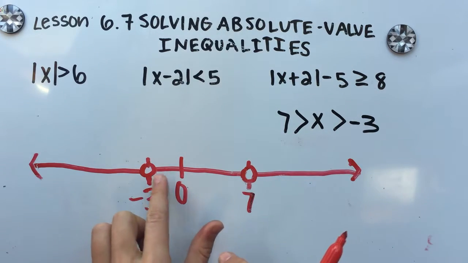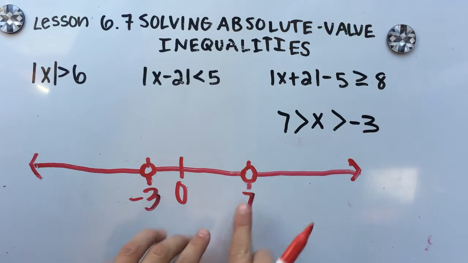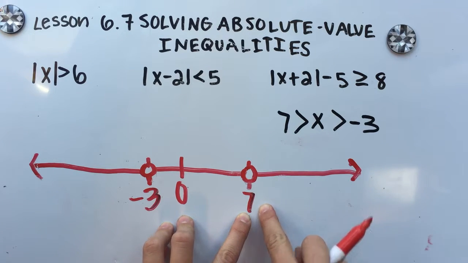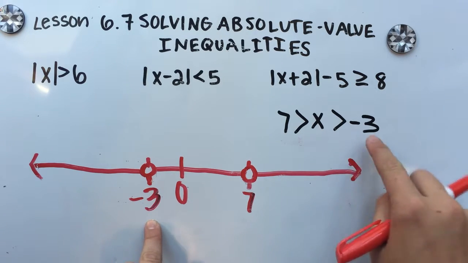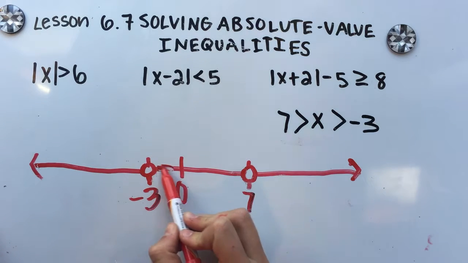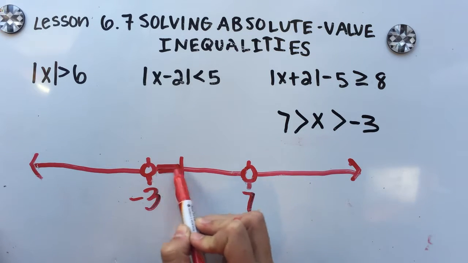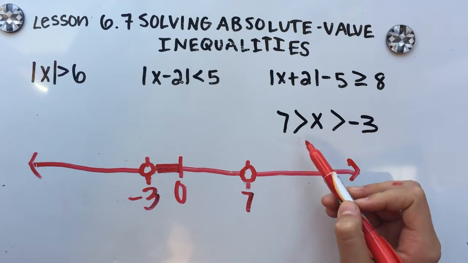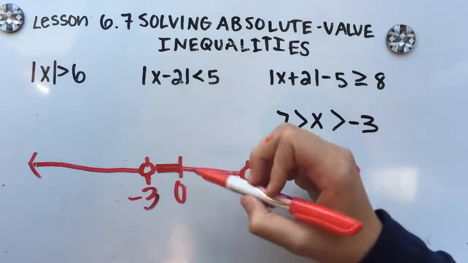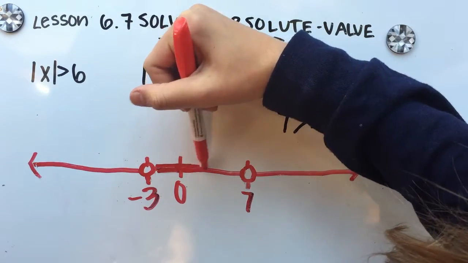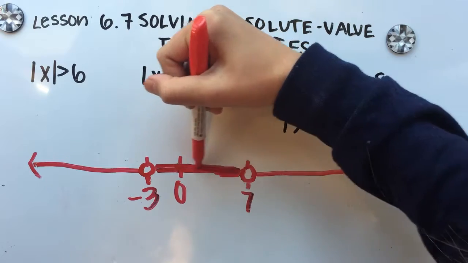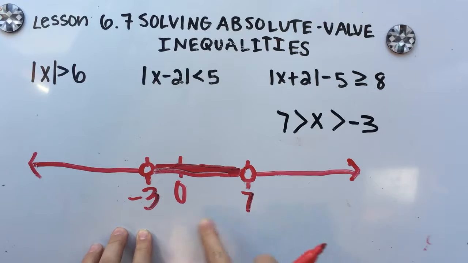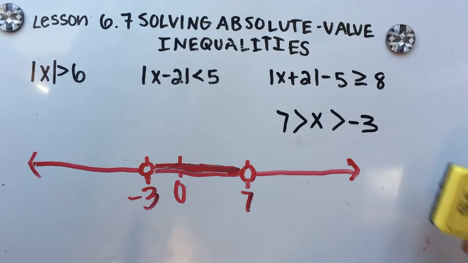And now we're going to graph the line. We have x is greater than -3, so everything greater, but x is also less than 7. So it's going to be in between the 2 dots. We're going to fill in, because x is everything greater than -3 and everything less than 7. So that's how you graph that.